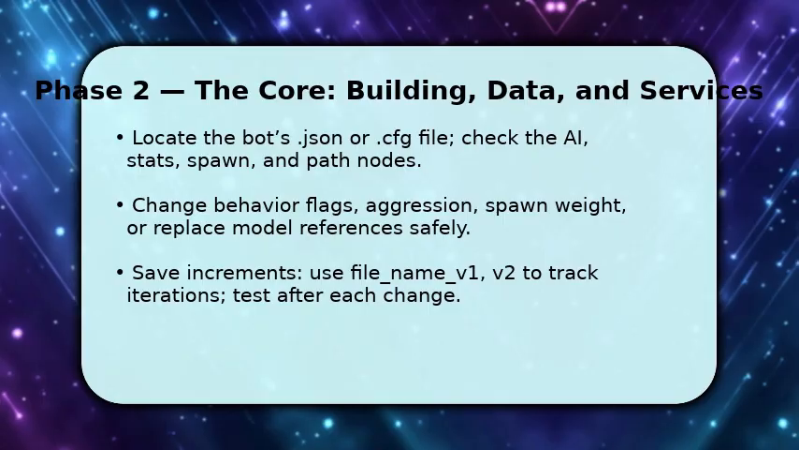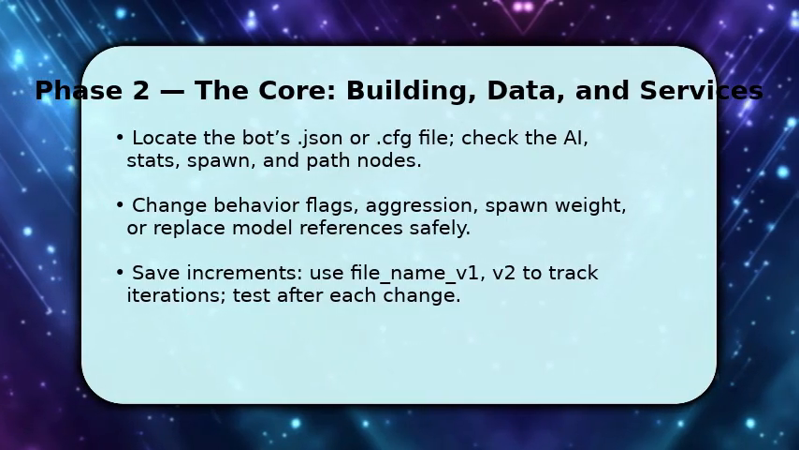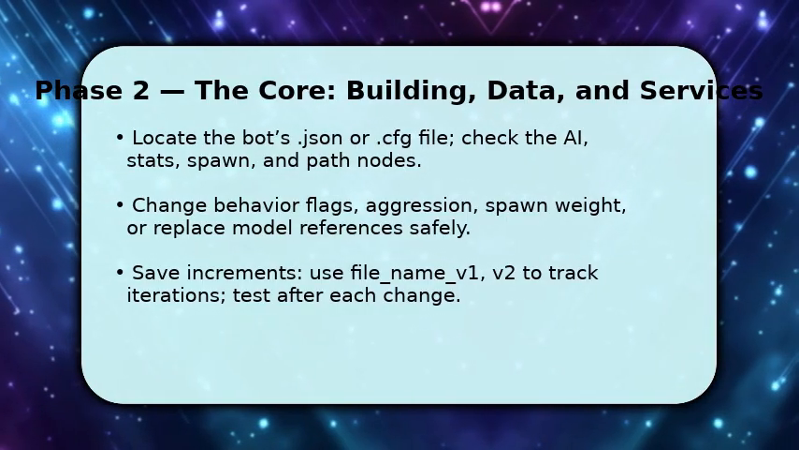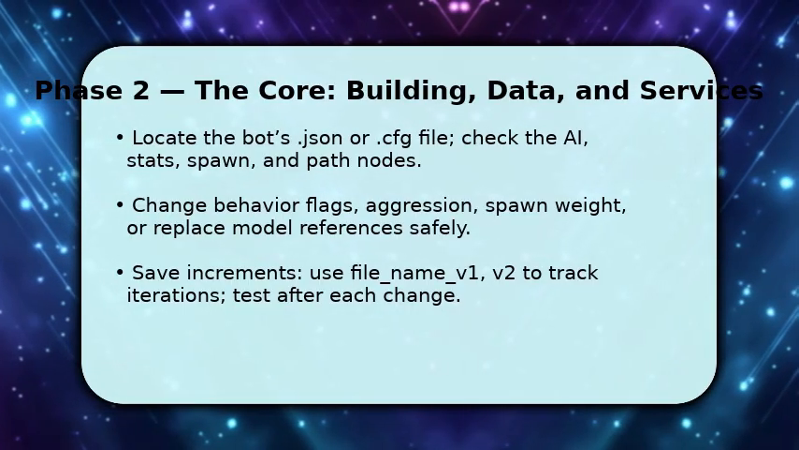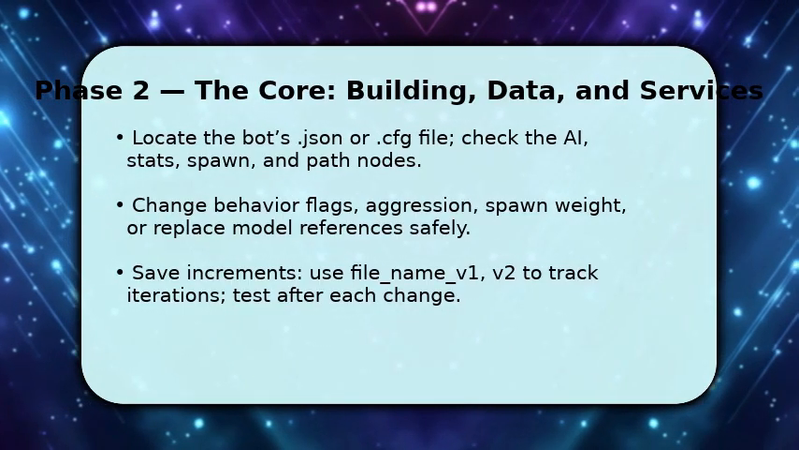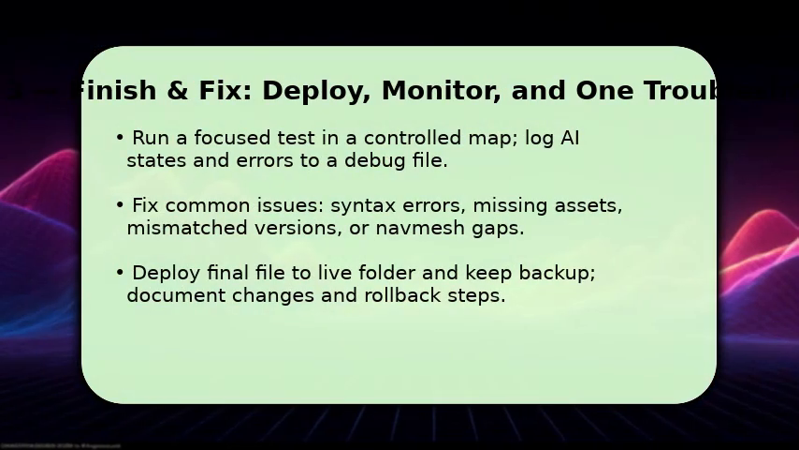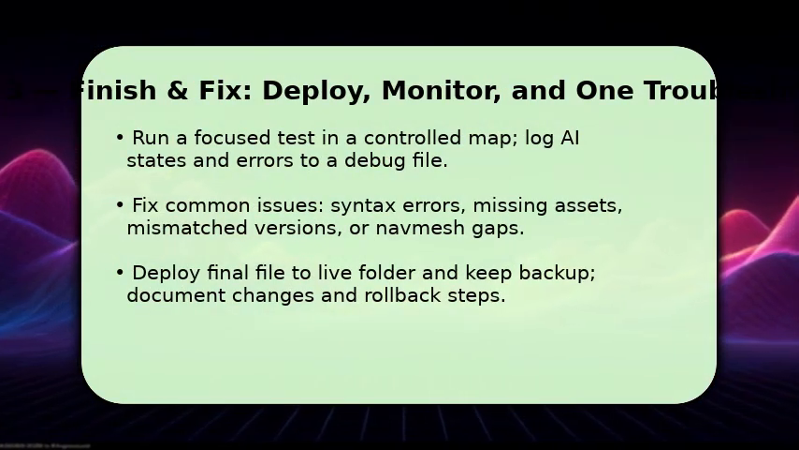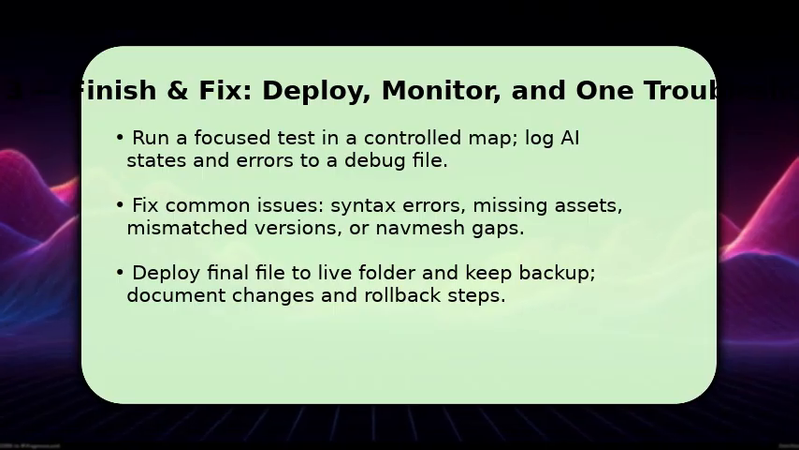Once you edit, save a versioned file name so you can roll back easily. Then relaunch the game in a test build and observe behavior. If the bot crashes, check syntax and missing assets. You finish by running a controlled in-game test and watching the bot's behavior across scenarios.